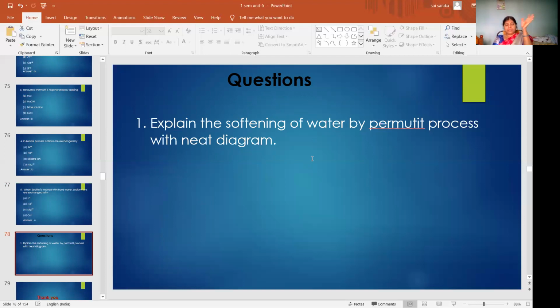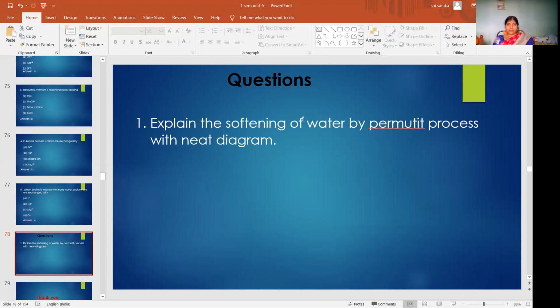If you read the process equations, you have to reverse those reactions. Then you get the regeneration equations. Okay, no need of by-hearting there. Then the whole process, how will you explain it?